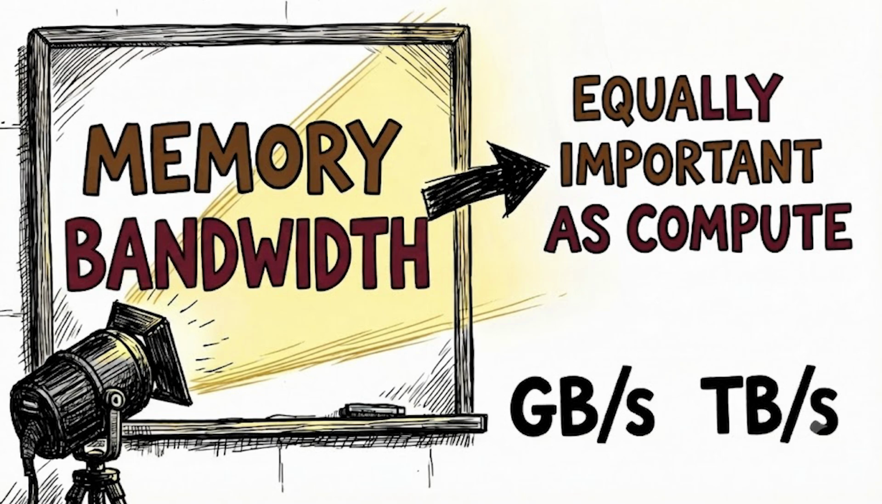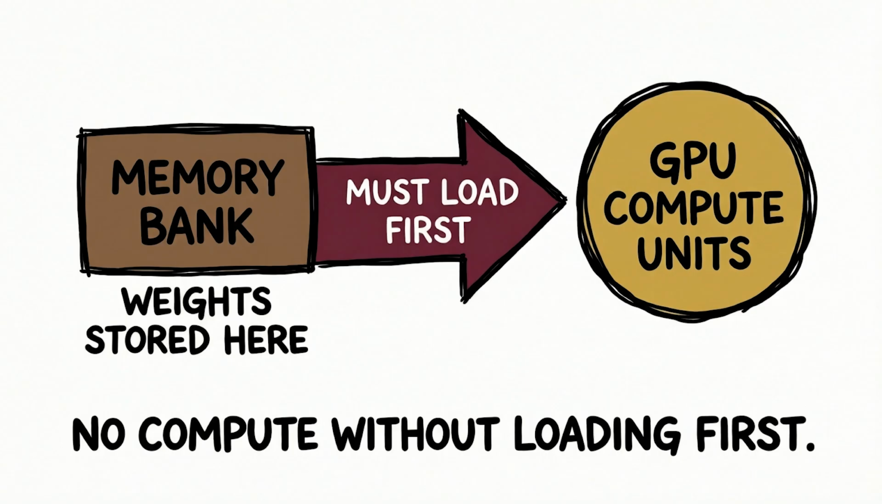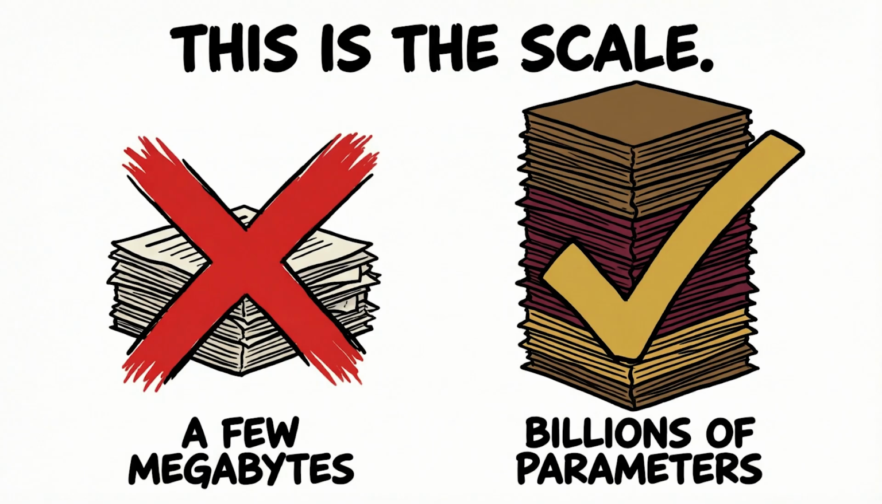We've talked about computational performance, but there's another specification that's just as important for AI: memory bandwidth. To understand why, let's look at what happens when a large language model generates text. Before the GPU can perform a single matrix multiplication, it first has to load the model's weights from memory into its compute units. For modern LLMs, we are not talking about a few megabytes of data. We are talking about billions of parameters.